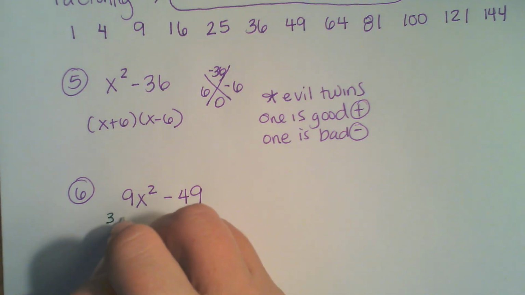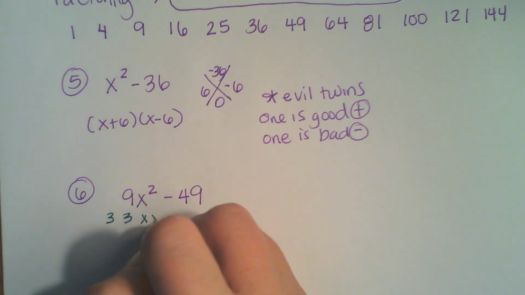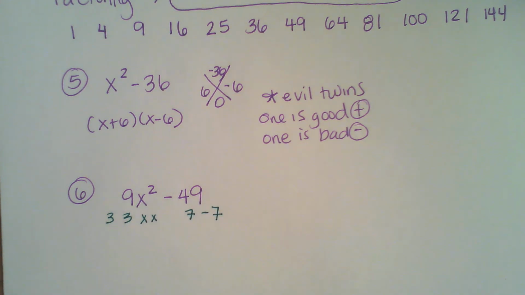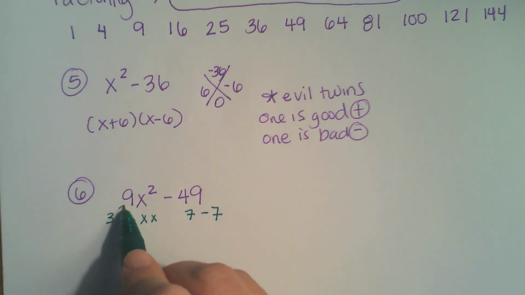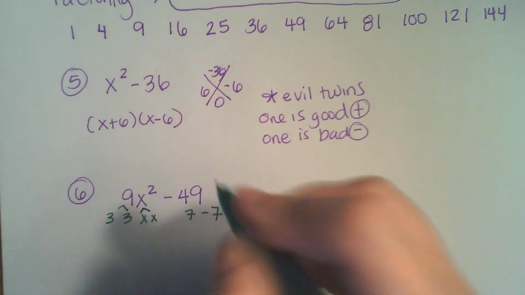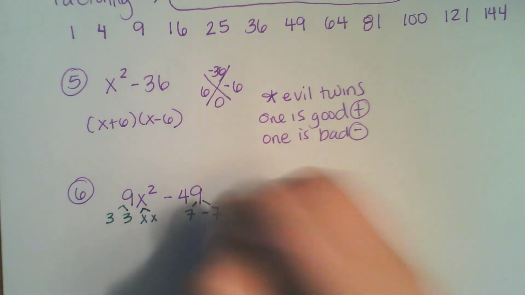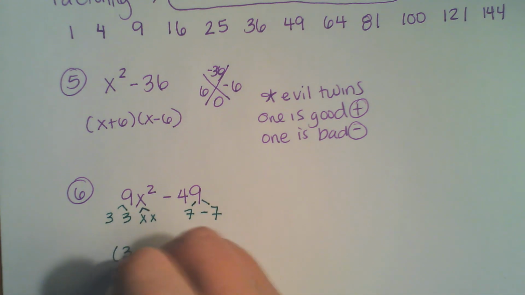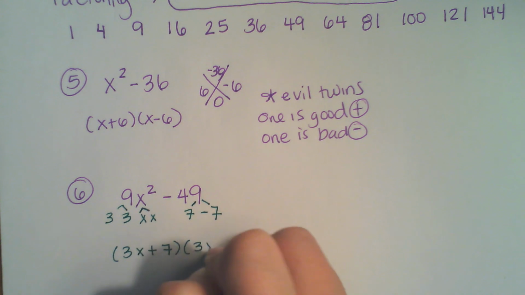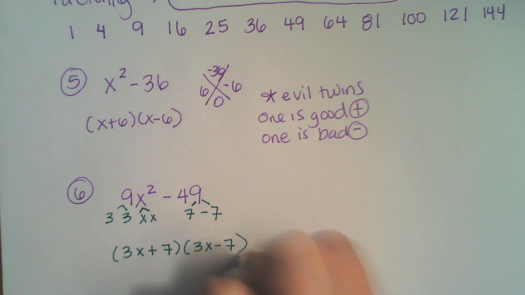Yes, so Sayer says, wouldn't that be 3x plus 7, 3x minus 7? And absolutely, that is what it would be. And he's getting that 3 from splitting the 9 into its pieces. So 9 is 3 and 3, x and x, 7 and negative 7. So we just make sure, since these are evil twins, that everybody gets a little bit of each piece.